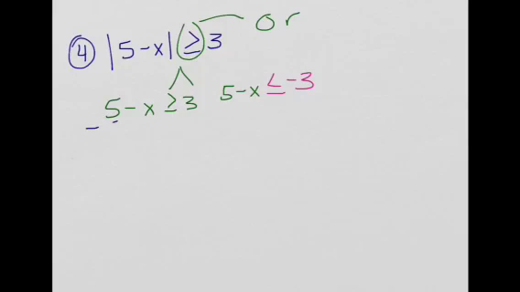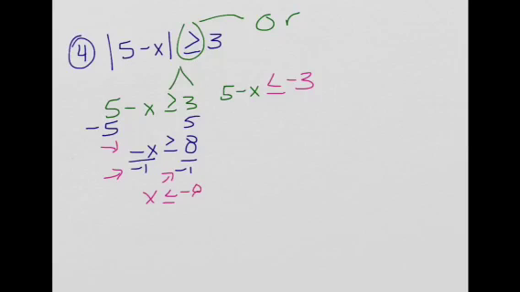And we'll solve. Zero pair out the 5. We have -x is greater than or equal to 8. Divide by -1, divide by -1. Now you notice that we have minus min showing up. So we're going to have x is less than or equal to -8.